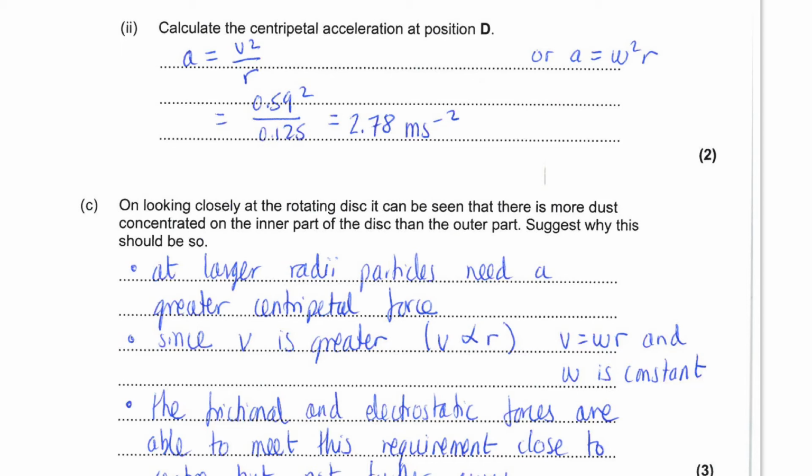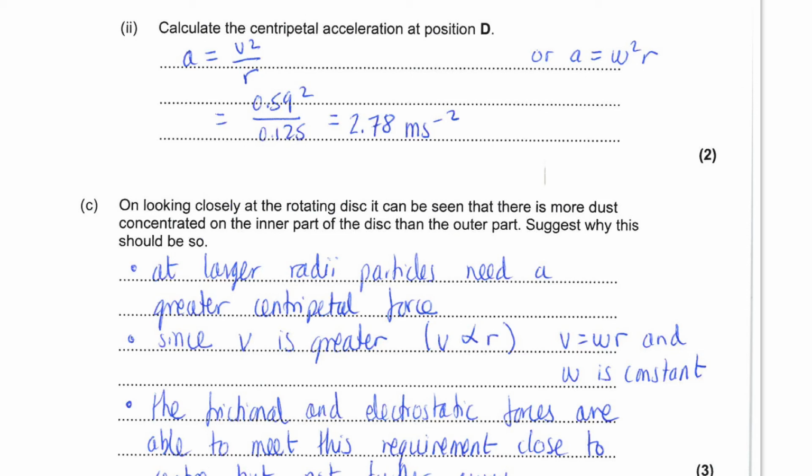Finally, an explaining part of the question. So looking at the disc, it is said that more dust is concentrated on the inner part of the disc rather than the outer part, and you need to suggest why. So the key concept here is the difference in radius of the circular path that the dust would follow. So at larger radii, the particles will need a greater centripetal force in order to follow that path.